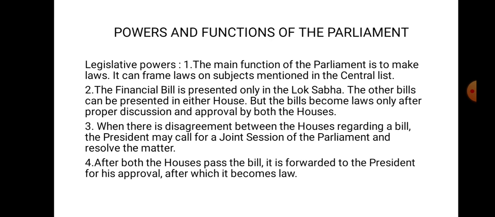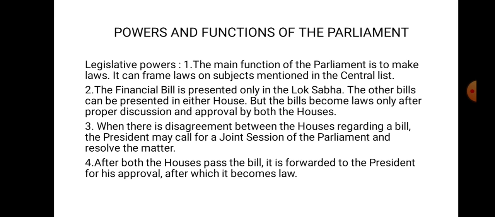One is called the central list or the union list, and some of the topics will be given in that union list. So the central government has the power to make law on all the subjects. Subjects here means the topics which are mentioned in the central list. For example, railways, defense, financial matters, international relationship, like that. All those topics are included in the union list, and the parliament has got the right to make law on any topics given in the central list.